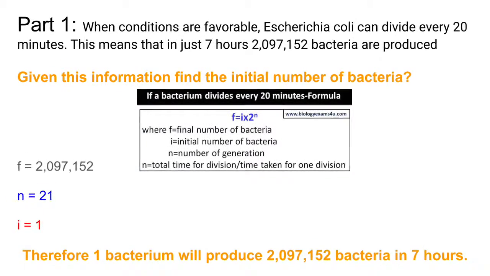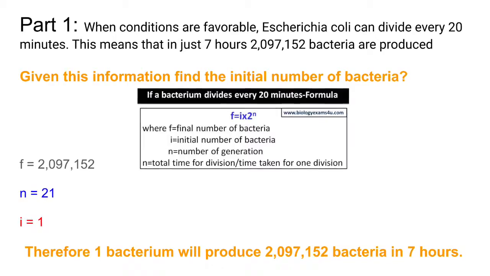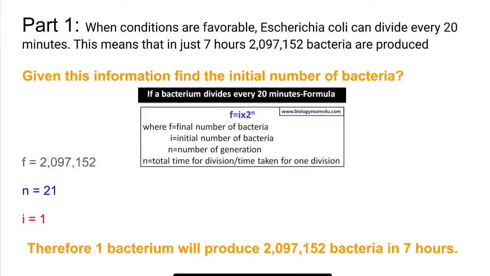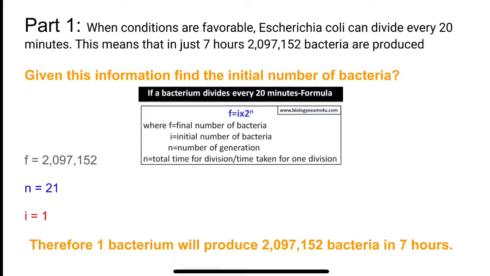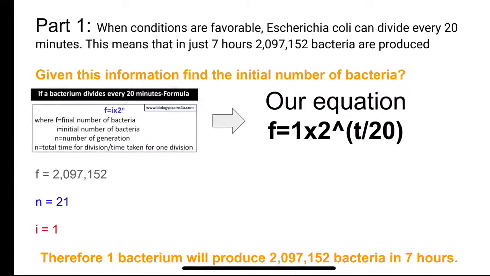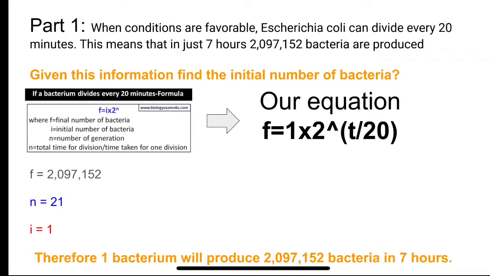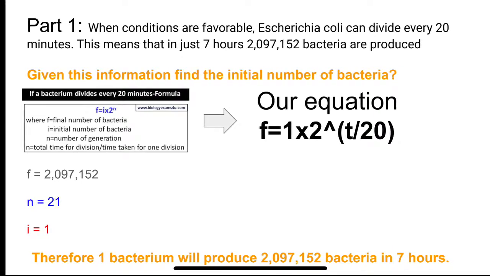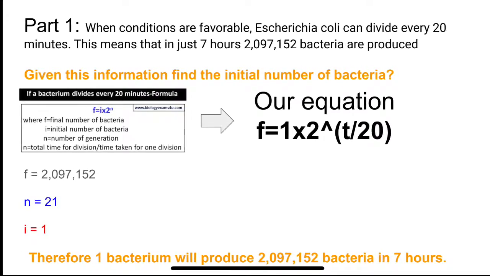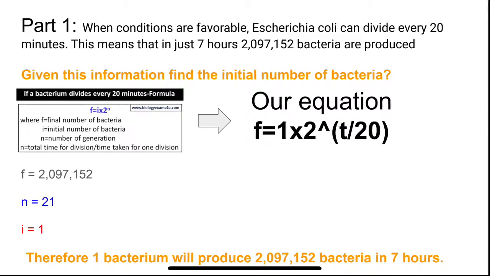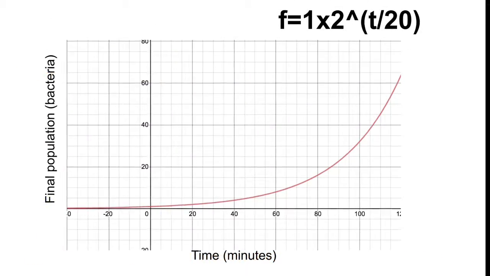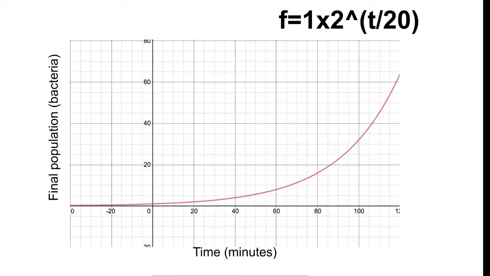Therefore, you have now found that a single bacterium will produce 2,097,152 bacteria after 7 hours. So as you can see from this information, you were able to create a base equation using all of your information, which shows us that n equals t divided by 20, and I will always be 1. And here we see that the graph shows exponential growth.